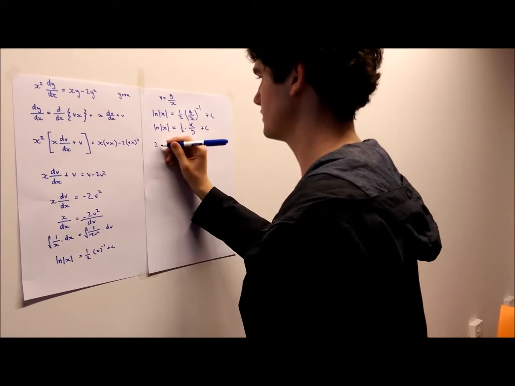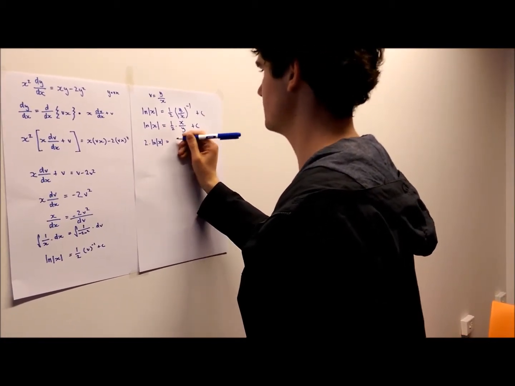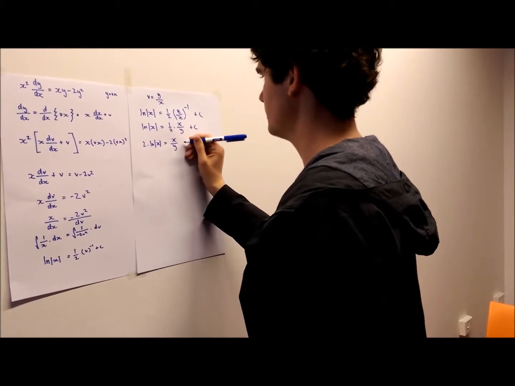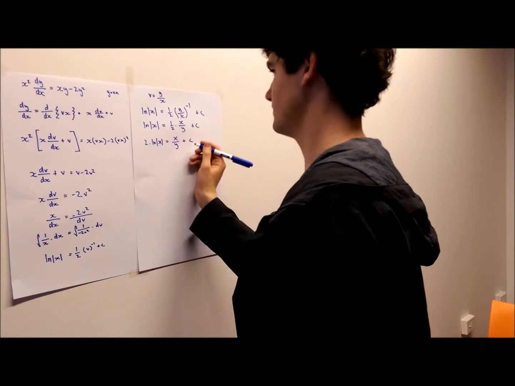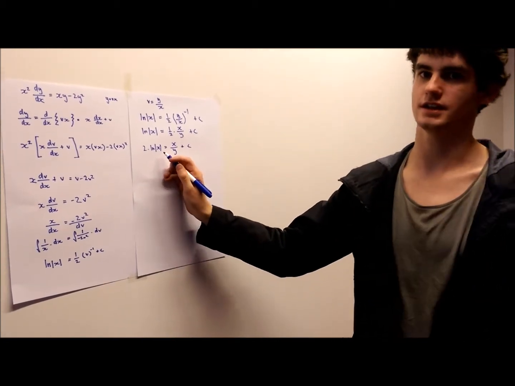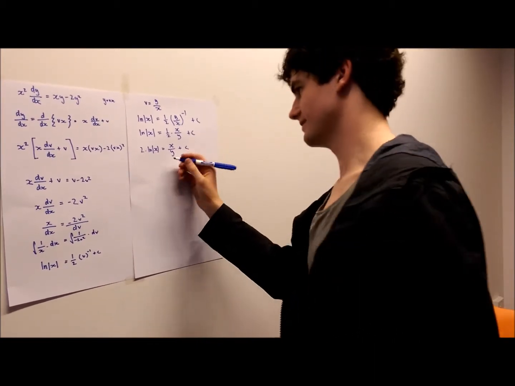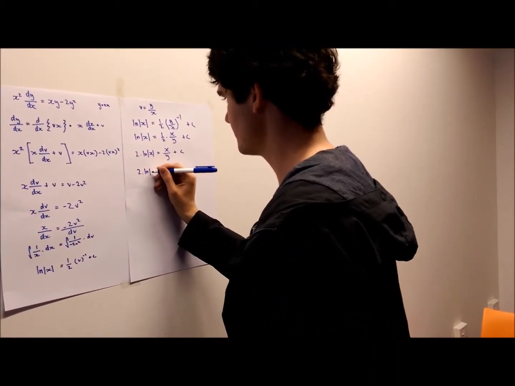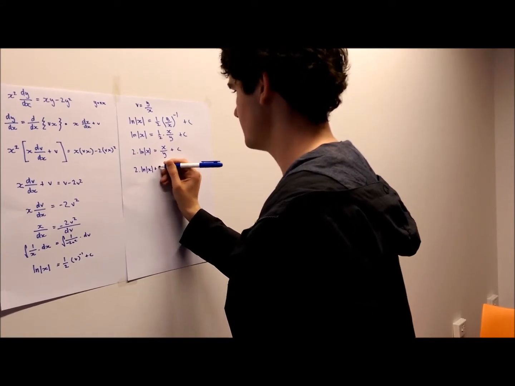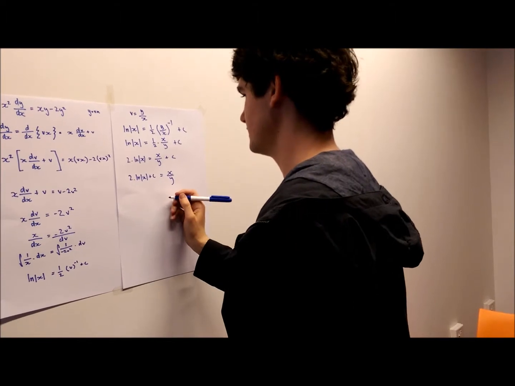Timesing the 2 across, 2 ln of x equals x on y plus c. Taking the c across to the other side. The sign doesn't matter there because it's a constant. And then times the y. 2 ln of x plus c equals x on y.